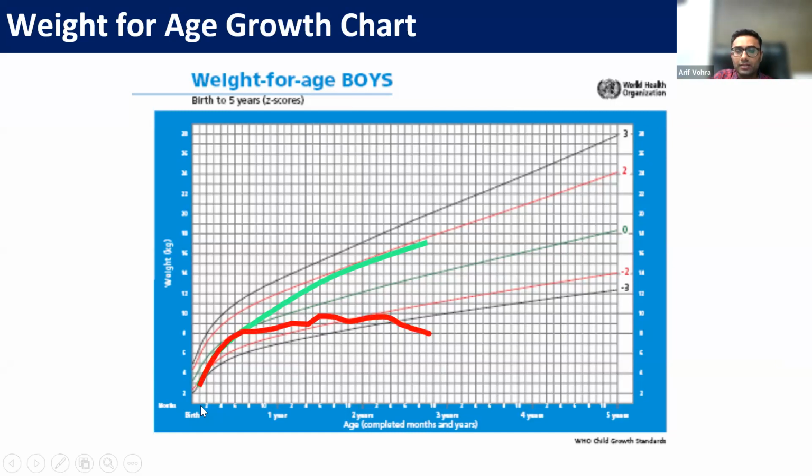If the child's line flattens or crosses the red line and goes below it, the child is not gaining weight adequately. But you don't have to wait till it goes below the red line. If the child is between these two red lines, any flattening or not gaining weight should be alarming, and you should thoroughly investigate that child, particularly for non-adherence, or treatment failure, or something else because of which the child is not gaining weight.